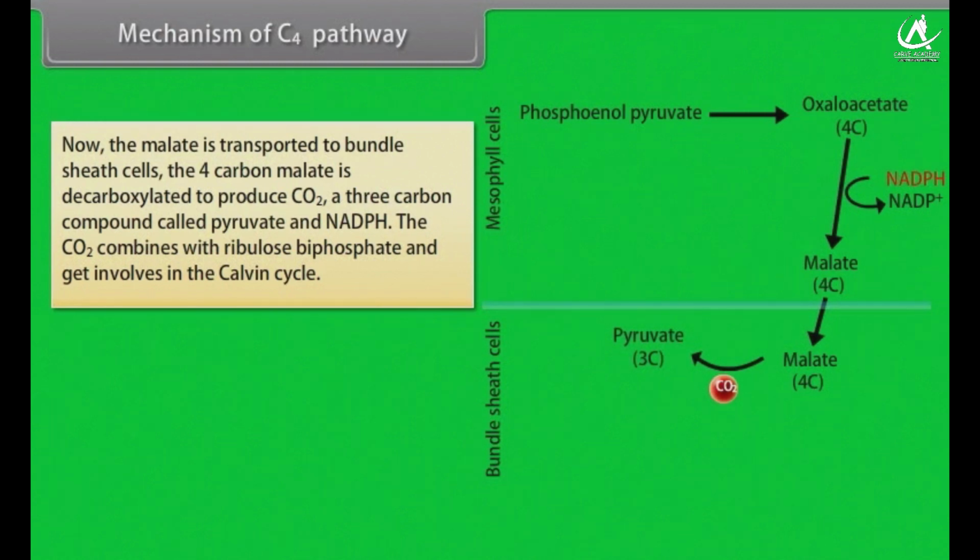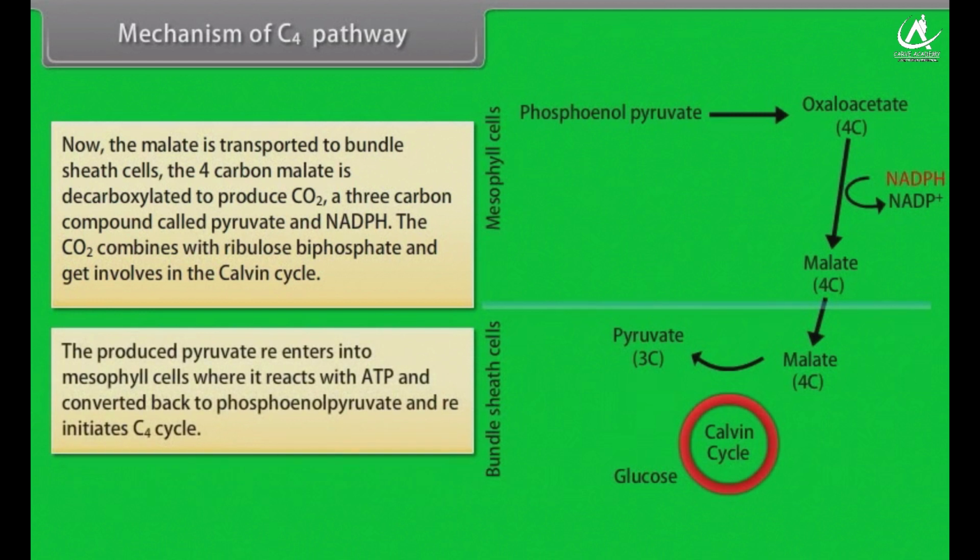The carbon dioxide combines with ribulose bisphosphate and gets involved in the Calvin cycle. The produced pyruvate re-enters into mesophyll cells, where it reacts with ATP and is converted back to phosphoenol pyruvate and re-initiates the C4 cycle.